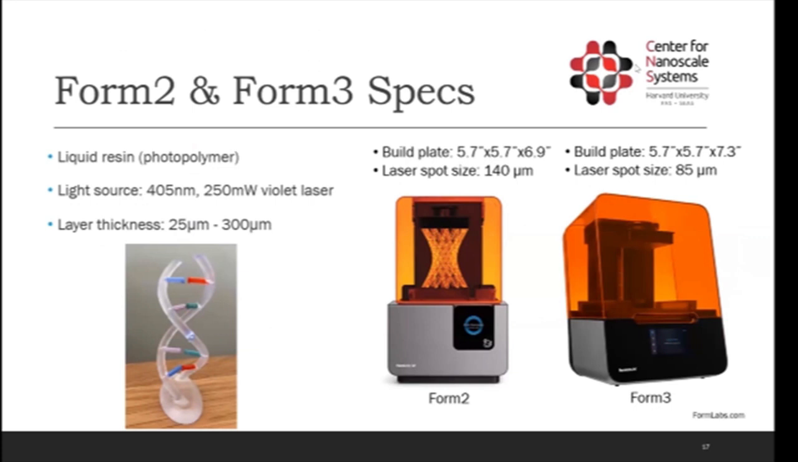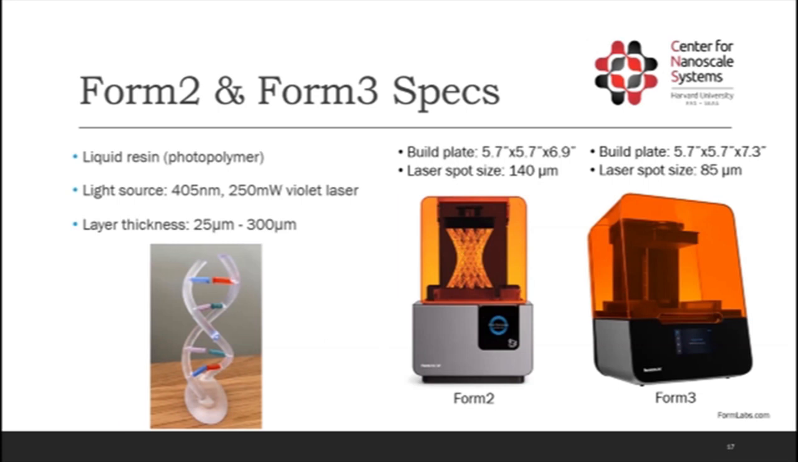So the main specs of the Form 2 and the Form 3 are that they use liquid resin. They have one laser located in the bottom, with a 405 nanometer wavelength. The layer thickness that you can get out of a Form 2 and the Form 3 ranges from 25 microns to 300 microns. And this really depends on the material you're using. We provide clear standard resin, and that ranges from 25 microns to 100 micron layer height.